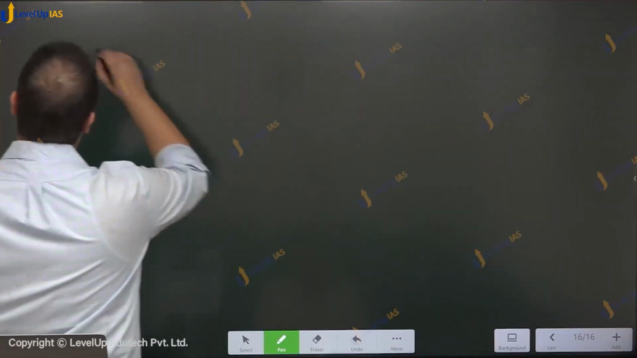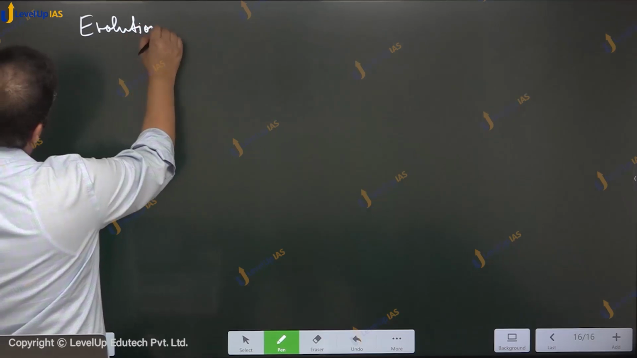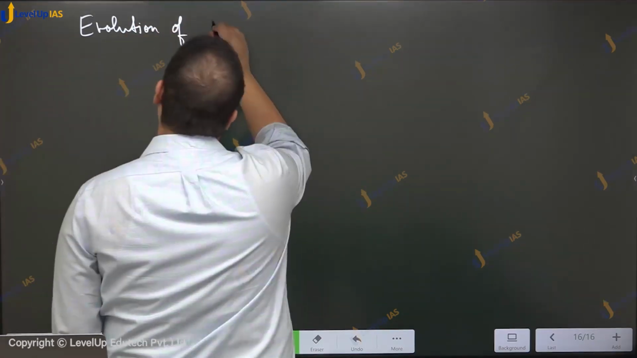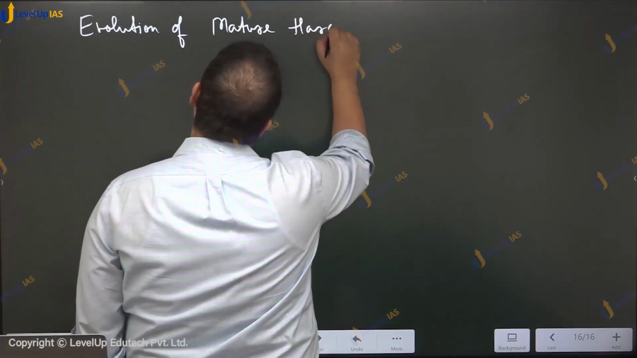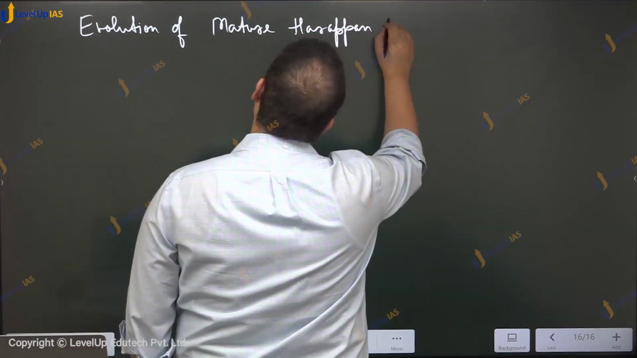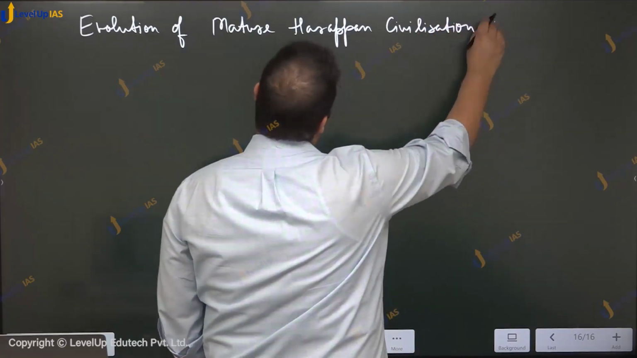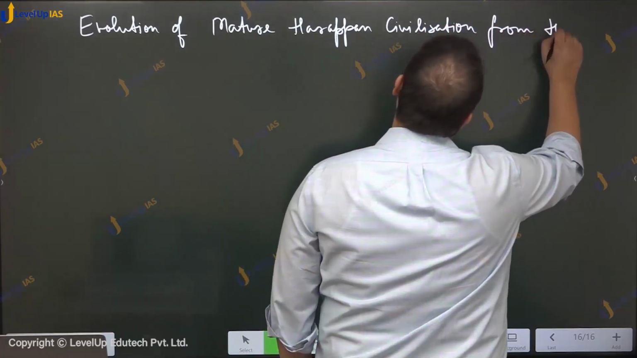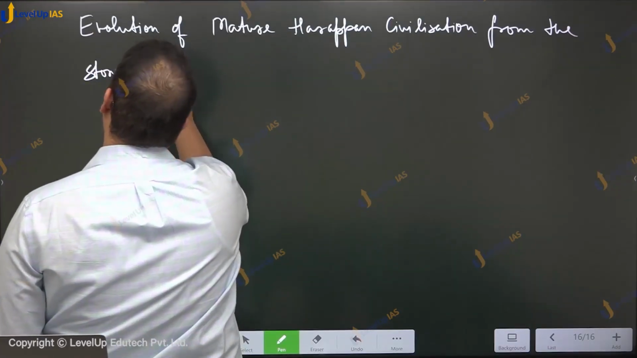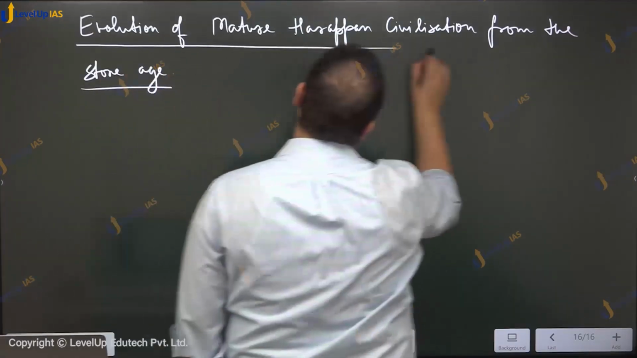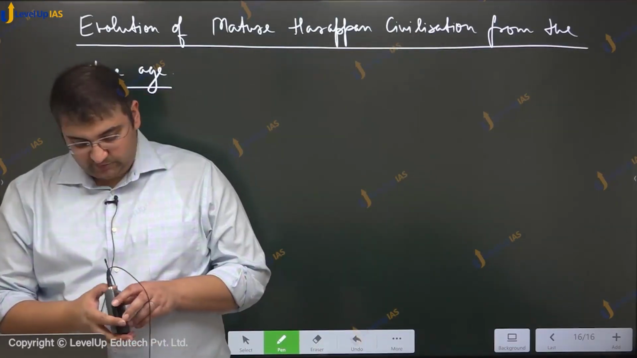Evolution of mature Harappan civilization from the Stone Age. Right. उसको कैसे आंसर करना है? Give me a couple of minutes, I will be ready.